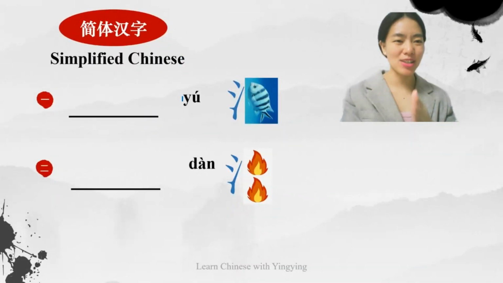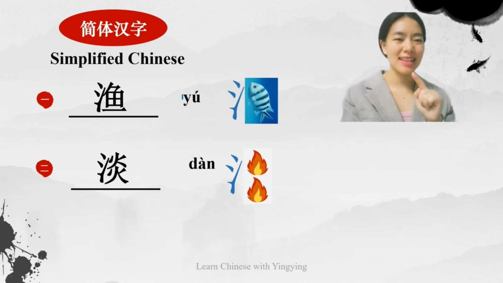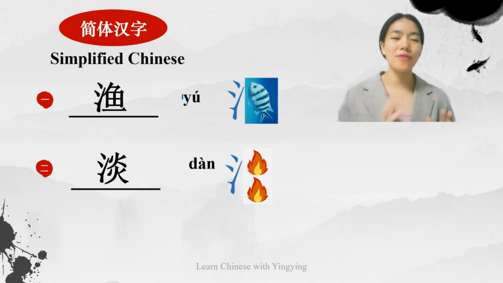So can you write these two? So the first one is 鱼. 鱼. It means fishing. And the second one is 淡. 淡. It means plain.